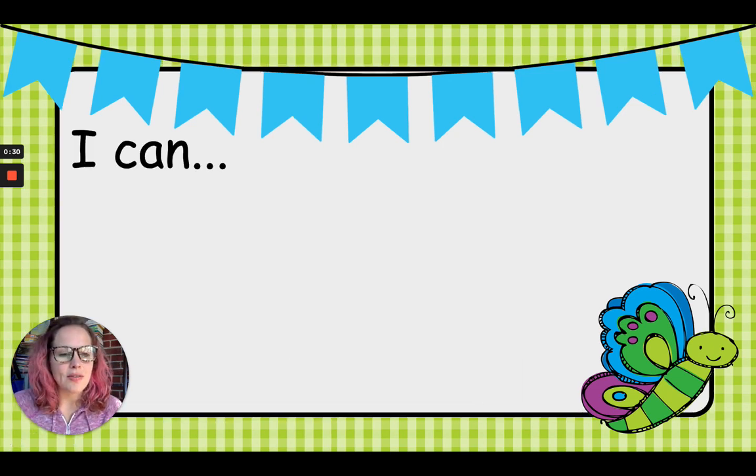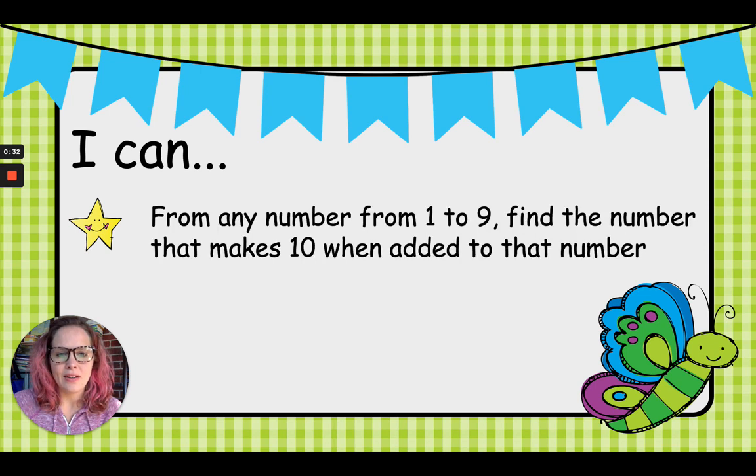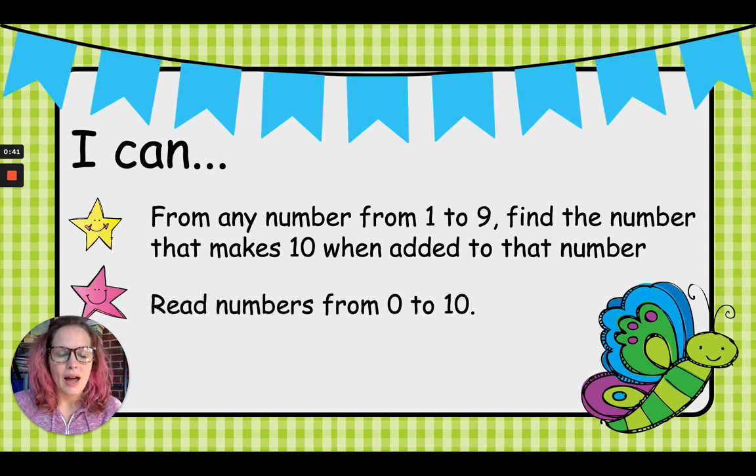All right, our objectives for today are: I can, from any number from 1 to 9, find the number that makes 10 when added to that number. I can read numbers from 0 to 10.